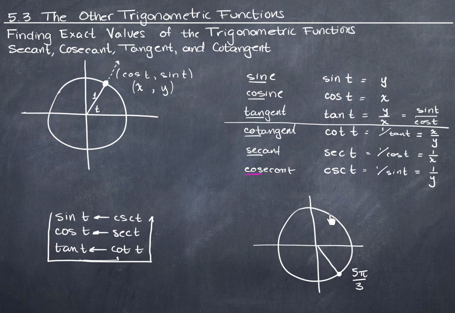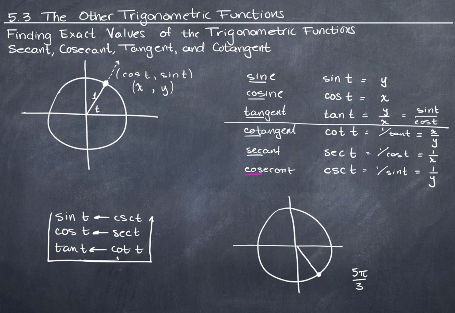A second copy of that takes us over to here. That's 2 pi over 3. A third copy gives us 3 pi over 3, or 1 pi, which is pi. That's 180 degrees. So there's 3 pi over 3. Another 60 degrees gives us 4 pi over 3, and here is 5 pi over 3.